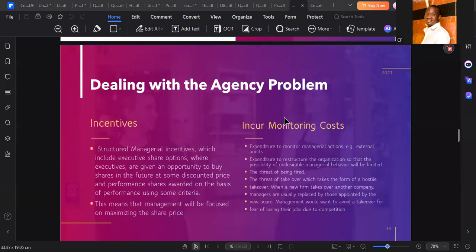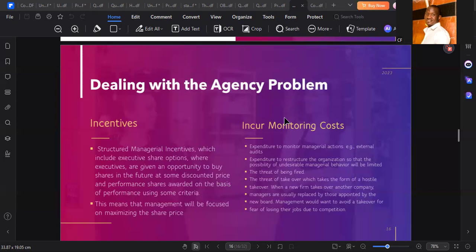The first way of dealing with this problem is by having a structured managerial incentive scheme, which may include offering managers a share option, whereby managers are given an opportunity to buy shares at a discounted price so that they also act as shareholders in favor of their fellow shareholders. They are awarded this on the basis of performance or using a certain criteria. So this means that management will be focused on maximizing their share price.